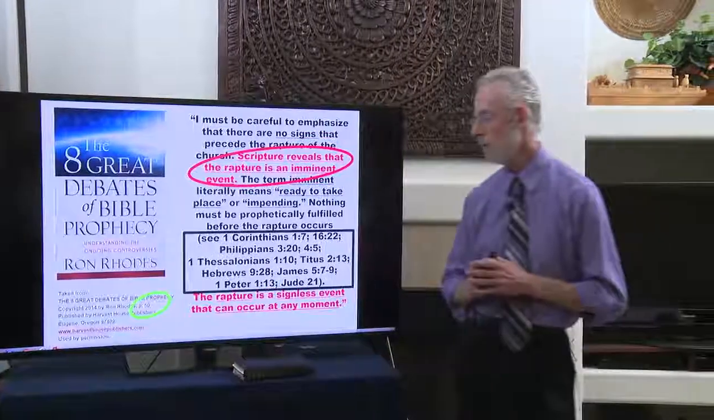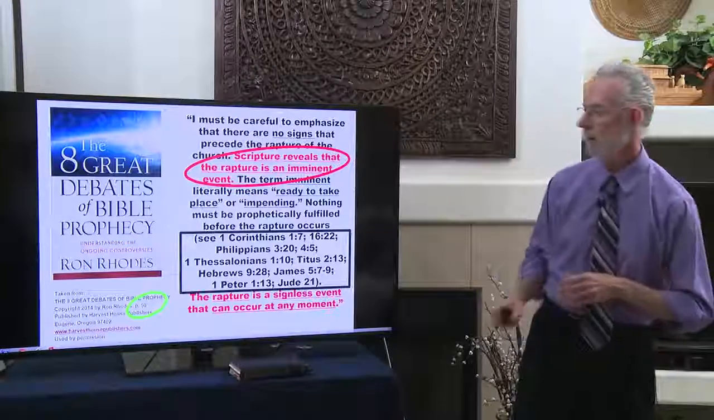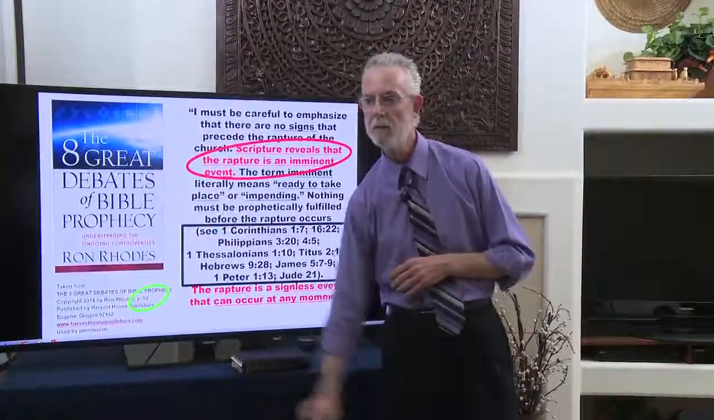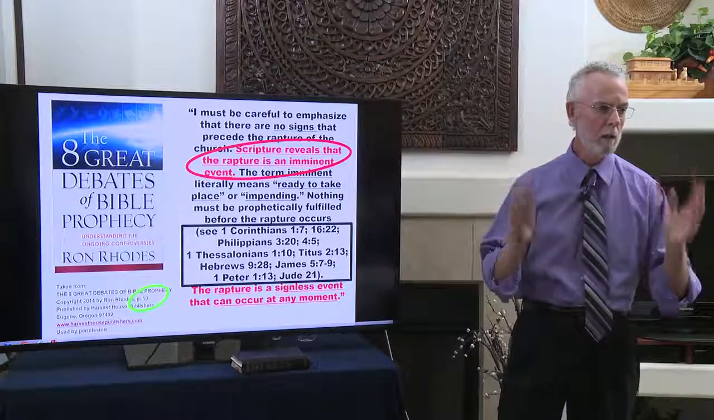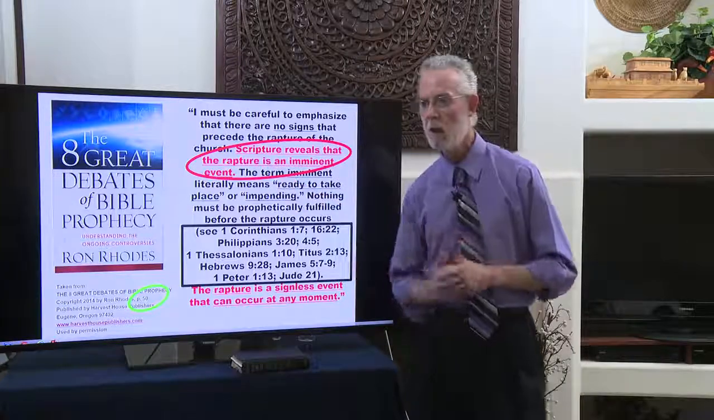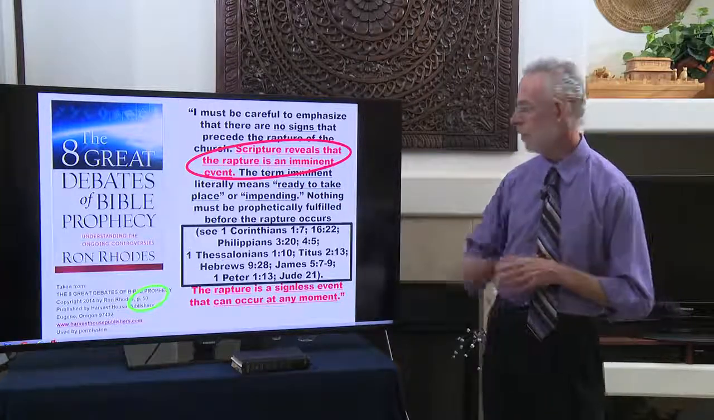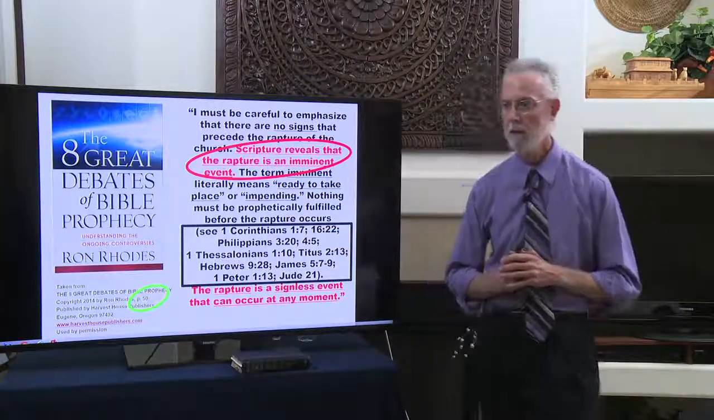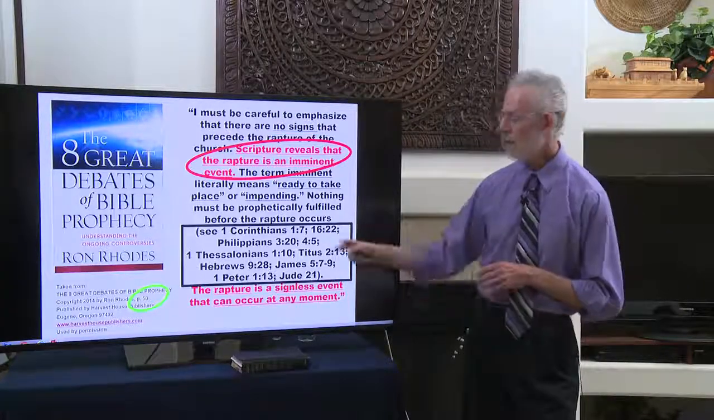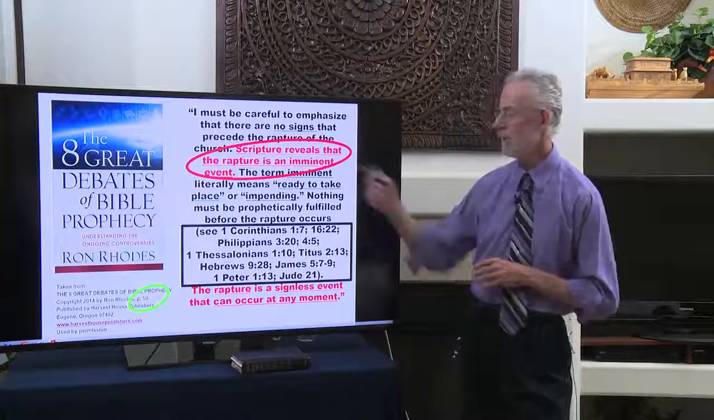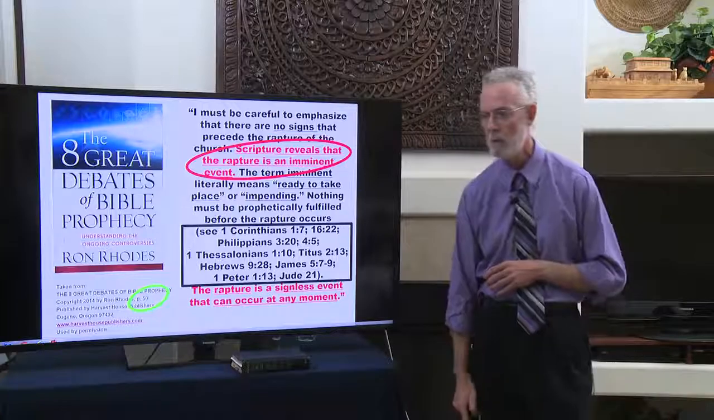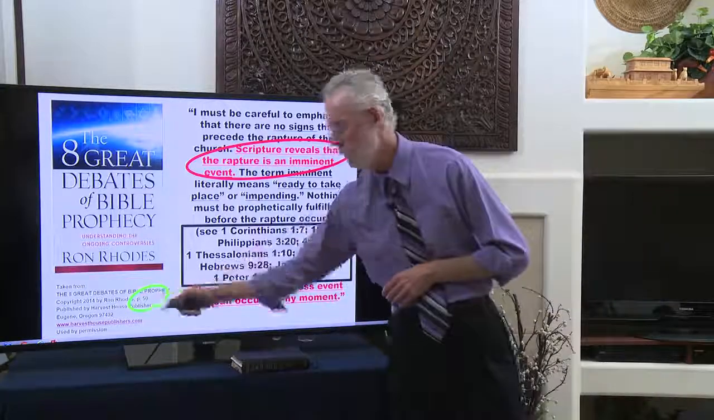Now, I want you to look at this. And again, I'm not trying to be disrespectful in any way to Dr. Ron Rhodes. I have great admiration for Dr. Ron Rhodes. I have his books on heaven and angels, and I've learned so much from him. But he said Scripture reveals that the rapture is an imminent event. And folks, he gave us 10 passages of Scripture to look at. Now, I've got to say this with all seriousness. None of those passages indicates to us that Scripture reveals that. None of those passages indicate to us that the rapture could happen at any moment. That was page 50 of his book.